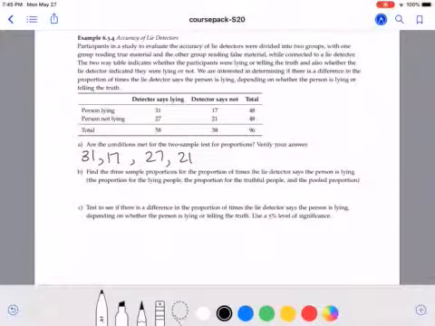So since these are all greater than or equal to 10, this would be the same as checking like n1 p1 hat, n1 times 1 minus p1 hat, and so on are all at least 10. And we could assume here then that we have independent groups and also that these are random samples.